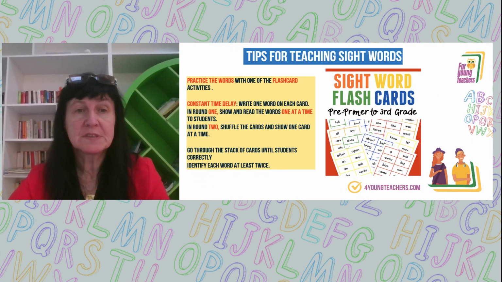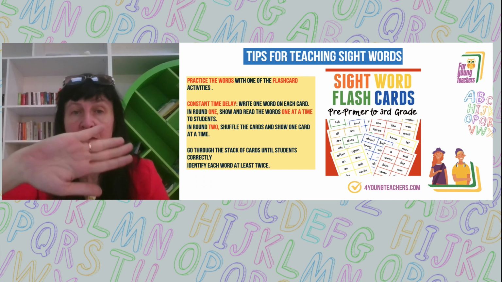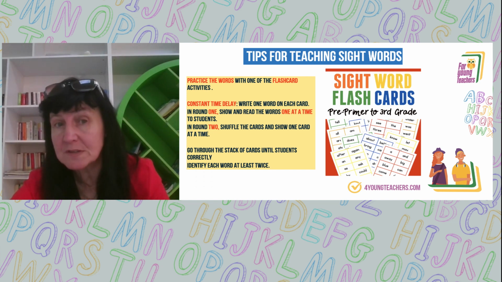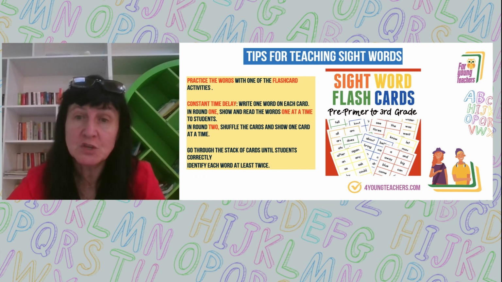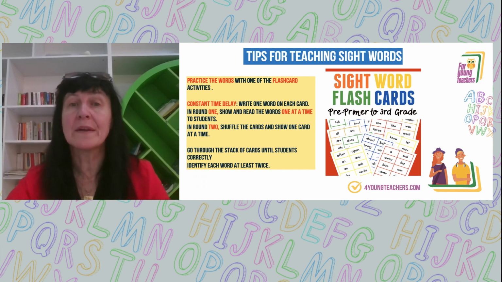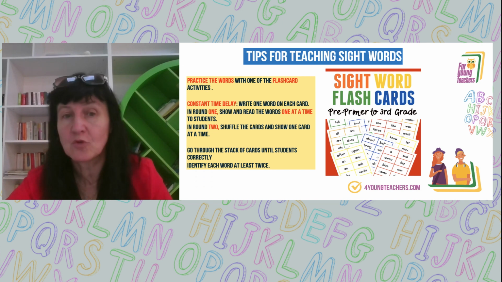The next very useful step is to practice the words with one of the flashcard activities: constant time delay. Write one word on each card. In round 1, show and read the words one at a time to your students. Then wait 3 seconds to give students time to look at each word, letters and patterns, then ask them to repeat the word. In round 2, shuffle the cards, show one card at a time, wait 3 seconds, and then ask the student again to read the word.